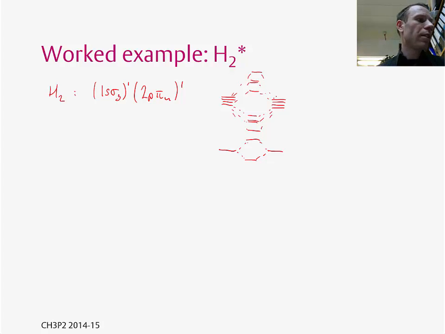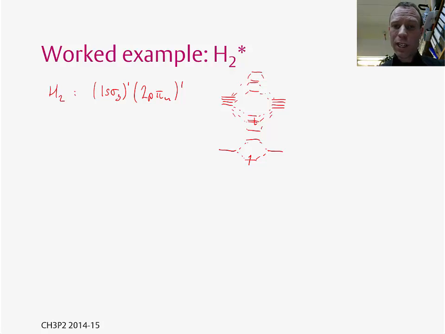Okay, so now we can put our electrons in. So we're putting 1 in here, and we're going to put the other electron in these orbitals here, the 2p pi u orbital. So it's a bonding orbital made from either the 2px or the 2py orbitals, if the internuclear axis, of course, is the z-axis.